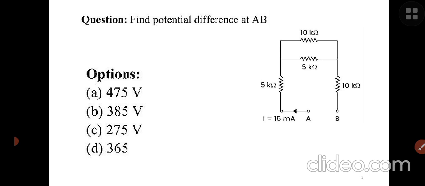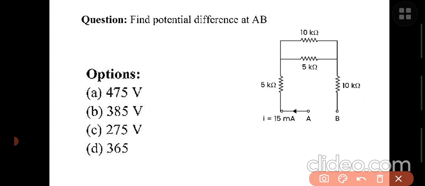Find the potential difference at AB. AB is the open terminal where 10 kilo ohm, 5 kilo ohm are in parallel. This 5 kilo ohm and this 10 kilo ohm are in series. The options are 475 volt, 385 volt, 275 volt, 365 volt.